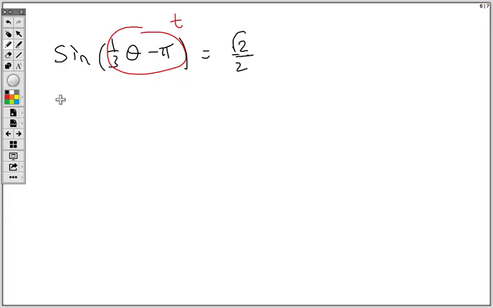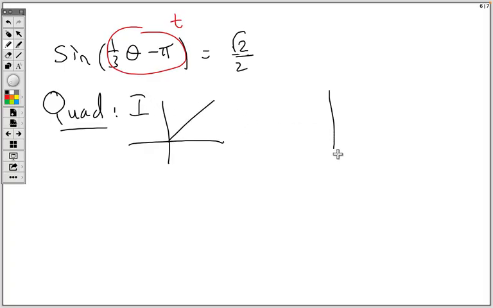The second thing I think about is my quadrants. Sine is positive, so that's going to give me solutions in quadrant 1 and quadrant 2. All right, so that's going to give me 2 families of solutions, one in quadrant 1, one in quadrant 2.